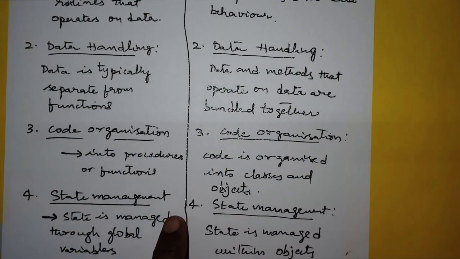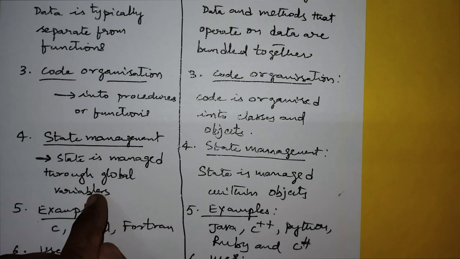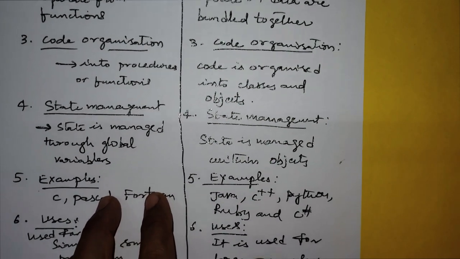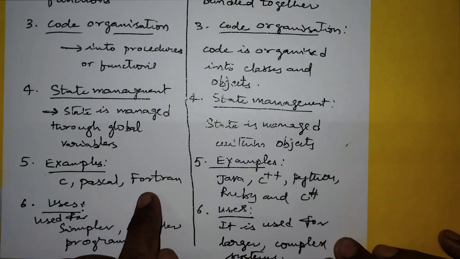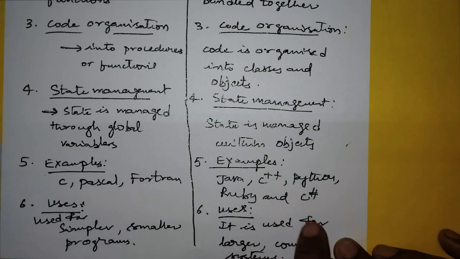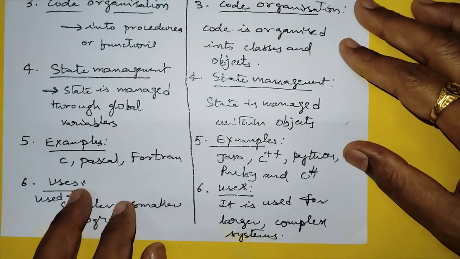The third one is code organization. Again, procedures or functions, while in object-oriented code is organized into classes and objects. State management: state is managed through global variables in procedural, while state is managed within objects in object-oriented. The examples of procedural programming are C, Pascal and Fortran. Examples of object-oriented programming are Java, C++, Python, Ruby and C#. And for uses, procedural programming is used for simpler programs, whereas object-oriented programming is used for complex or larger systems.